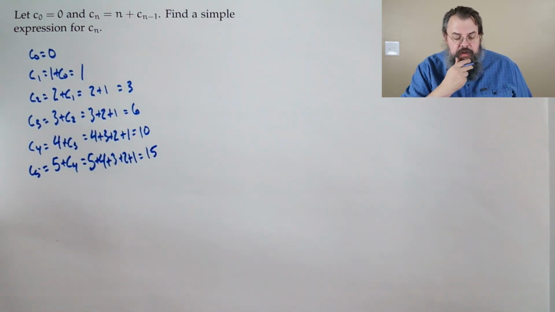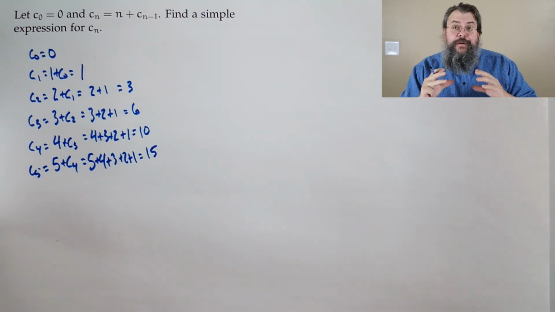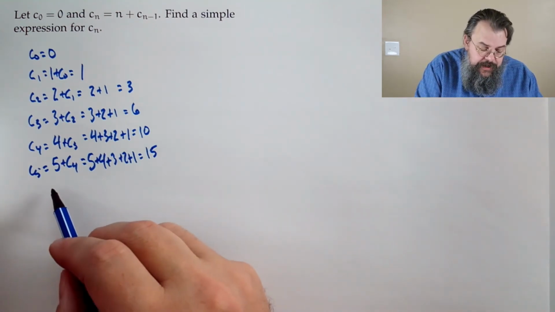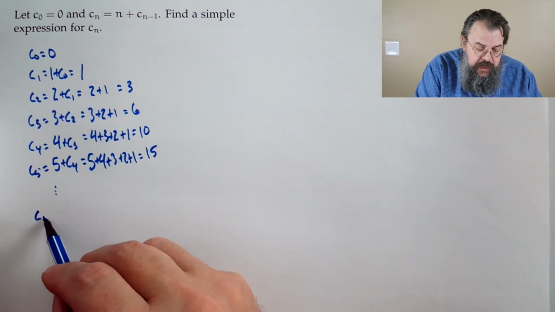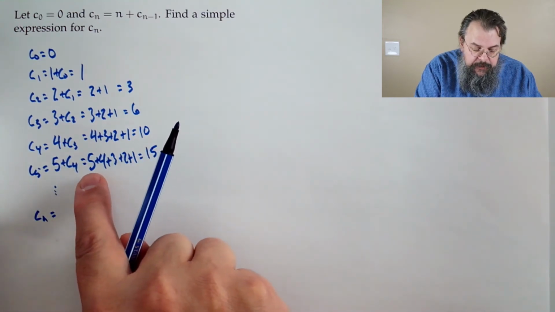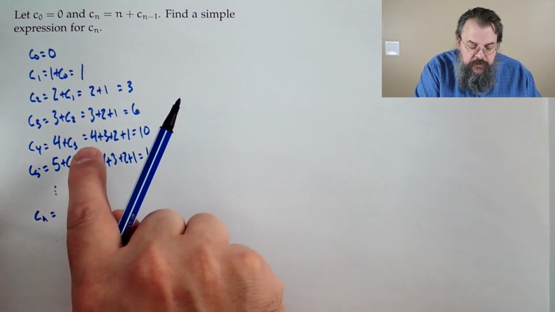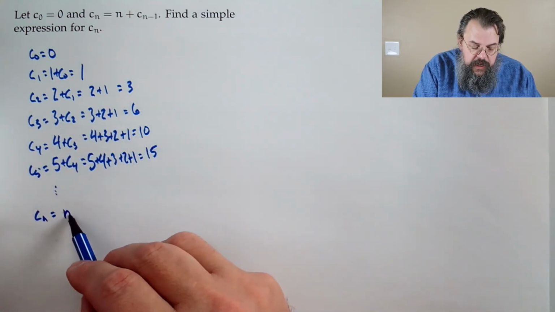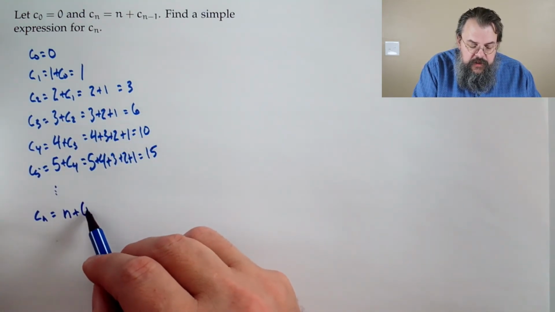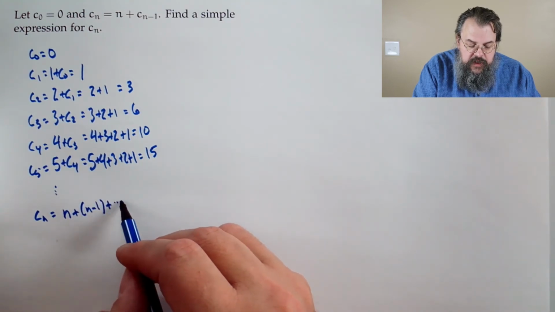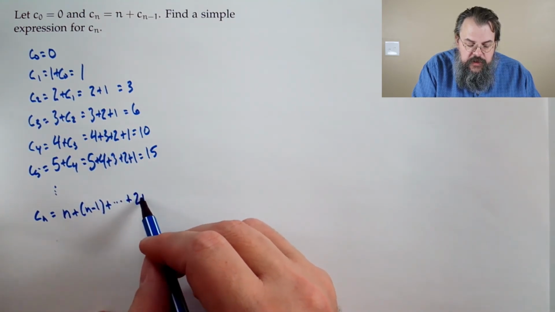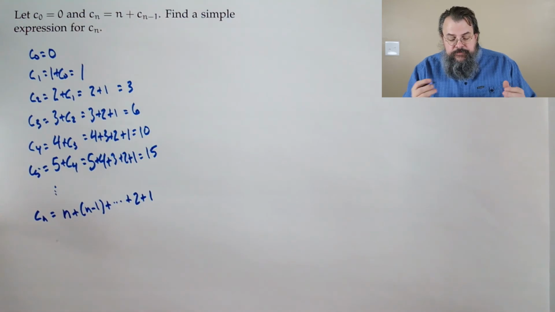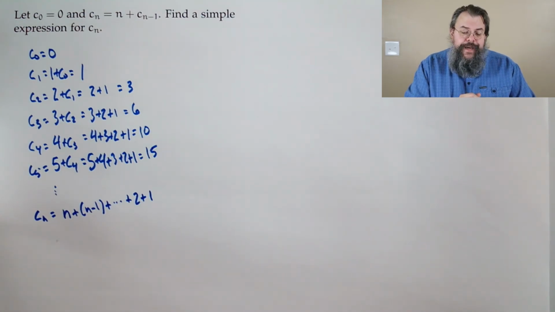Okay, great. Now, we can see at least one of the patterns, right? And that pattern is Cn. See, look, at 5, we had 5 plus 4 plus 3 plus 2 plus 1. 4 plus 3 plus 2 plus 1. 3 plus 2 plus 1. So in general, it looks like n plus n minus 1 plus ... down to 1. Okay. That doesn't look like a simple expression.